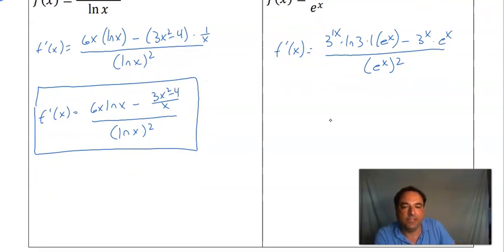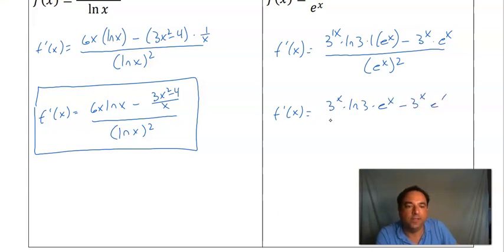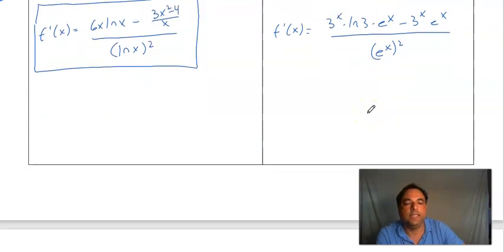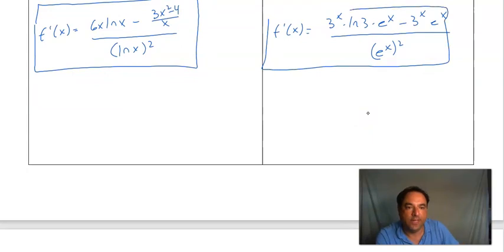So basically, just to clean it up a little bit, not really a particular order, but I would maybe do 3 raised to the x times ln of 3 times e to the x minus 3 raised to the x e to the x, all over e to the x squared. Then you can leave it like that. That is a completely fine, totally simplified answer.